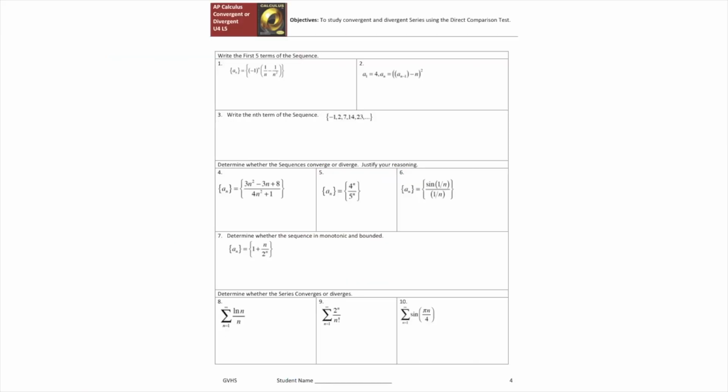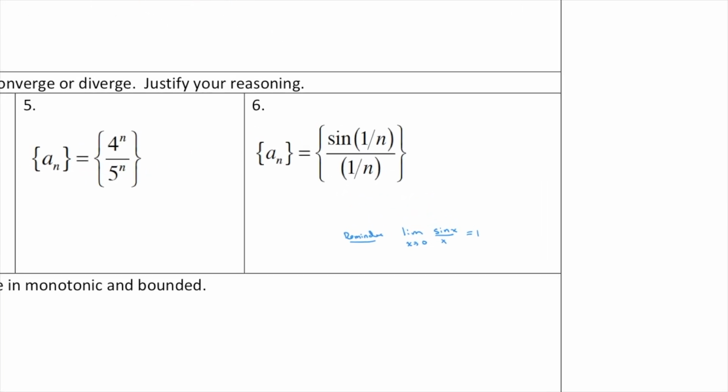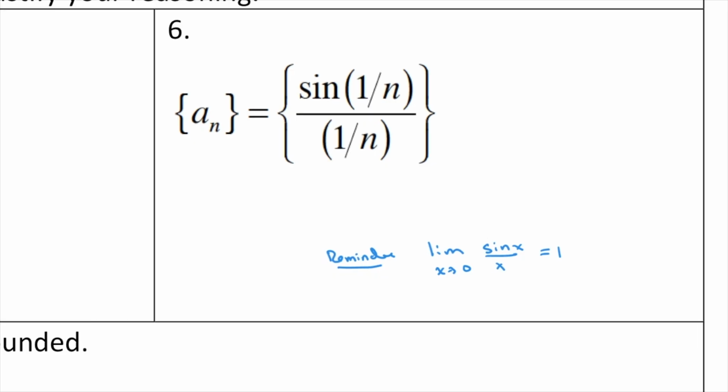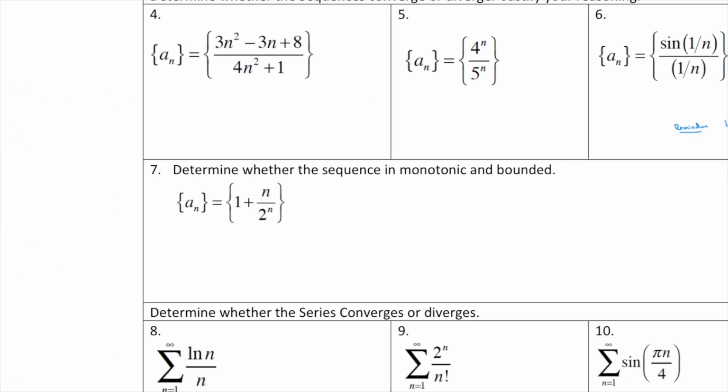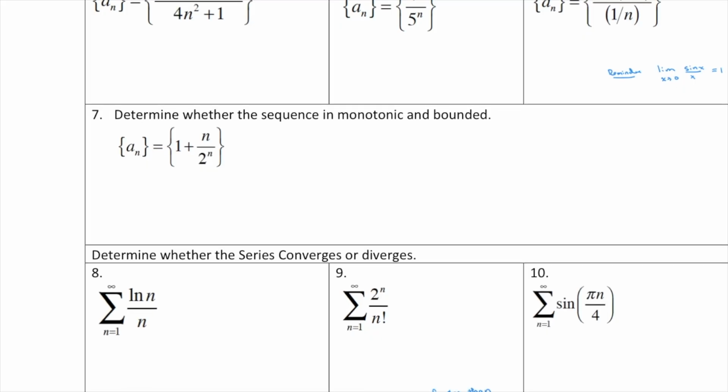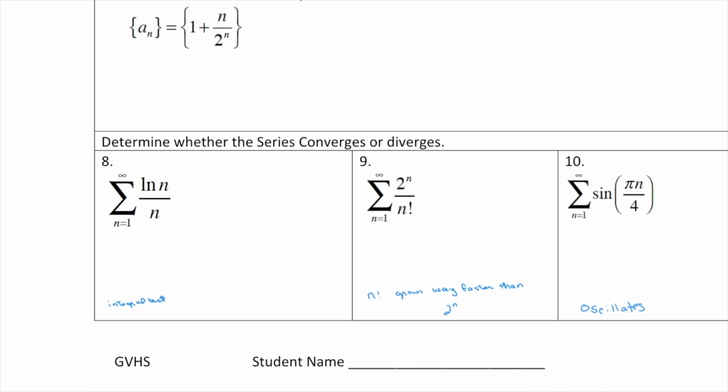Go ahead and give this practice a great try. There will be a few problems that we'll discuss after you complete your practice. As you consider question 6, here's a reminder that the limit as x goes to 0, sine of x over x is equal to 1. See how that could apply to question 6 to determine whether your sequence will converge or diverge.